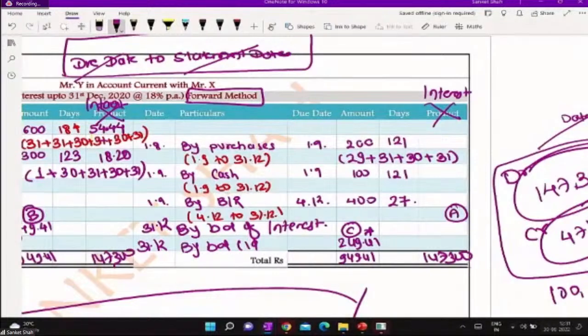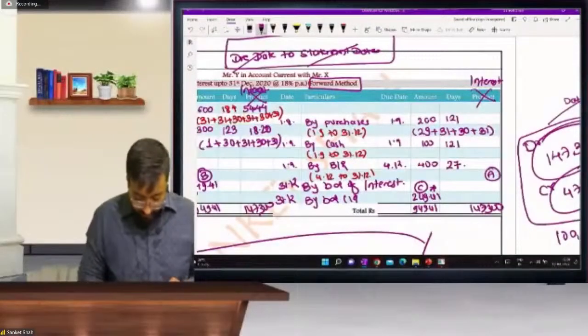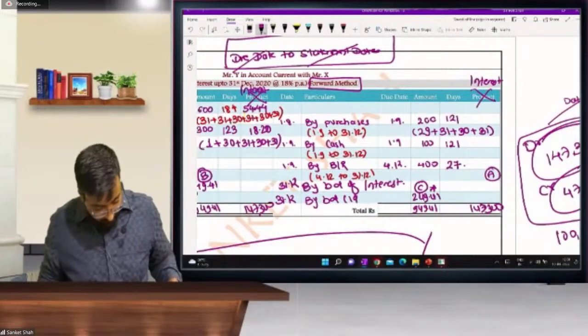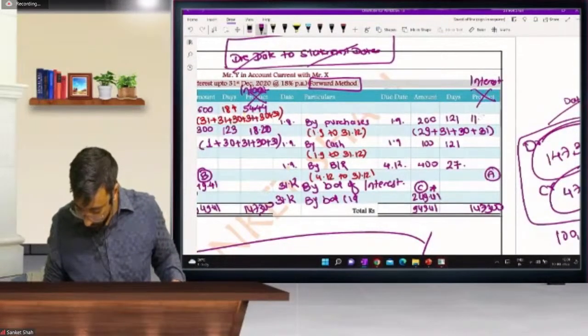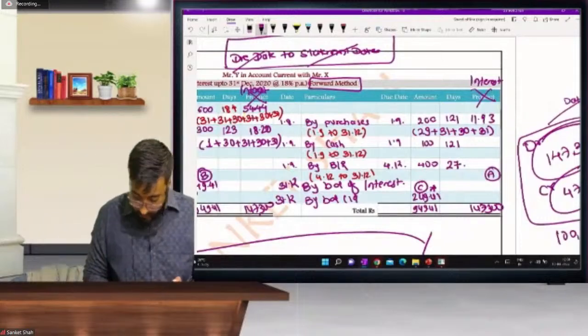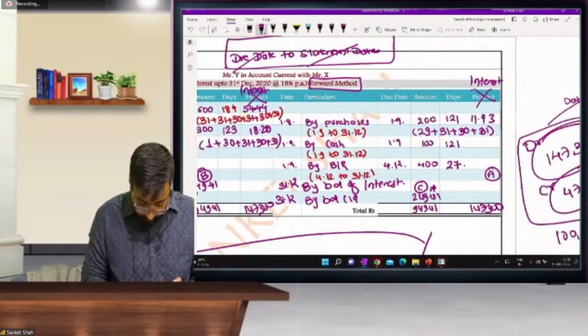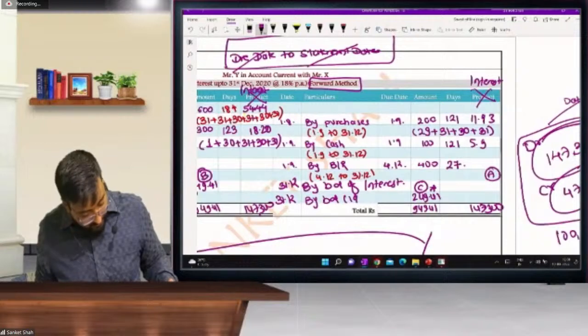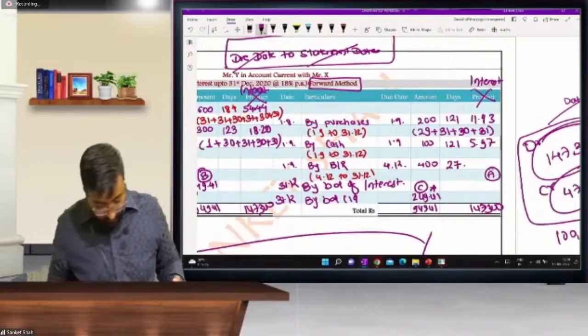Interest आया देखो, yes, everyone has calculated 200 into 18% into 121 divided by 365. So 11.934. 4 means 93. Second one, 100 into 18% into... 5.97, because 5.967 आया. So 97, third digit is 7.